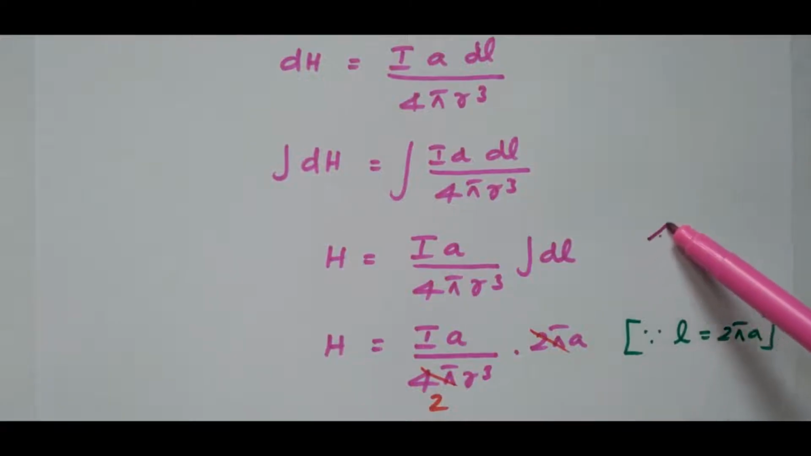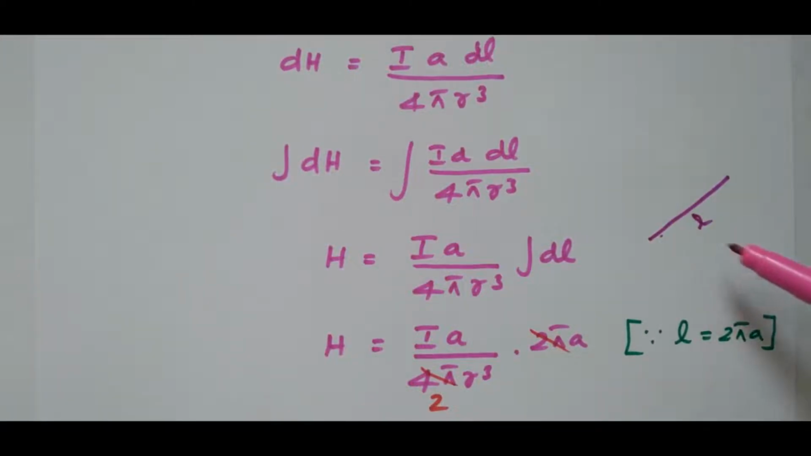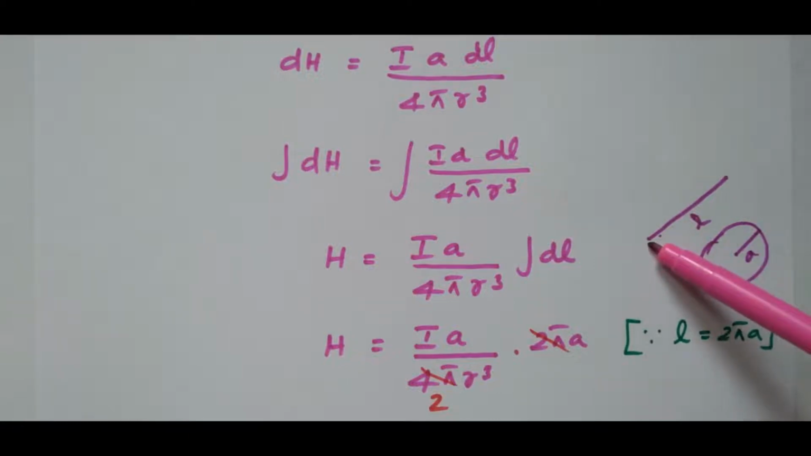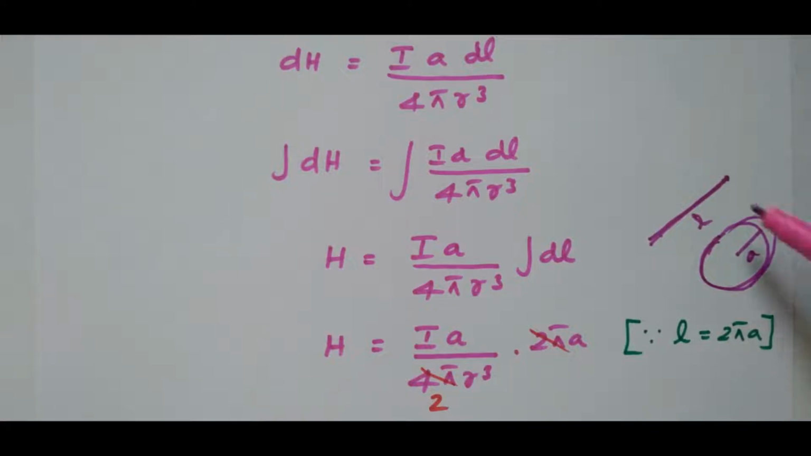That is, one lengthy wire of length L is available. This wire is formed into a circle, as a current loop, with radius A. So the length of this wire is equal to the circumference of this current loop. Both are equal. L equals the circumference, which is 2 pi A. So integral dl is L, and L is nothing but 2 pi A.